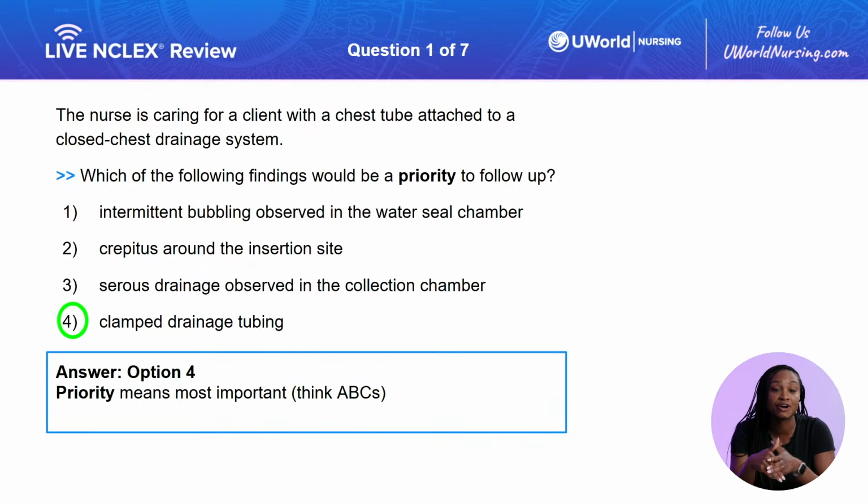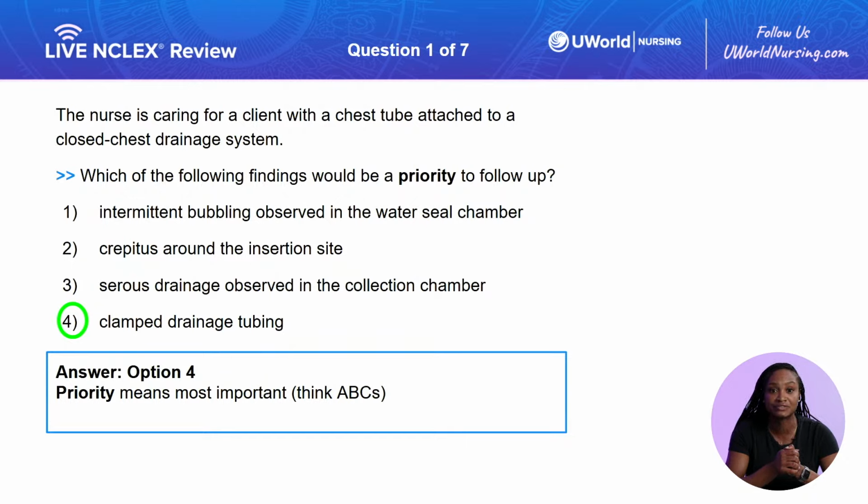Options 1, 2, and 3 are all correct things that we would be seeing or not needed to be followed up on. Option 1, that intermittent bubbling observed in the water seal chamber. This is okay and is expected as it is releasing all that drainage and fluid. If it was continuous bubbling, then we would be concerned that it might be an air leak, and that would be something that we would want to follow up on. Again, that means that the system is not doing its job. But intermittent bubbling is okay. It kind of happens with deep breathing and any fluctuations with the breath.